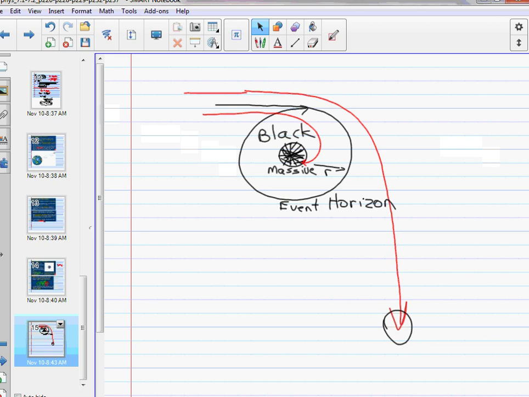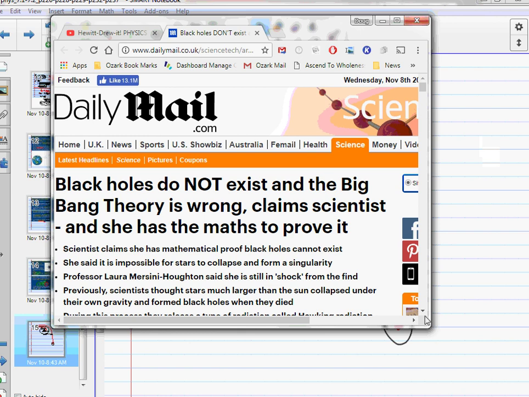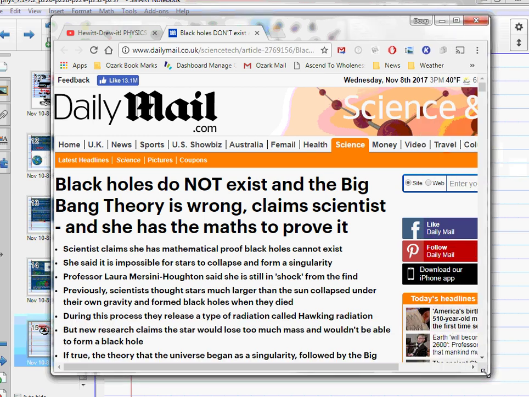Now, any theory is a theory, cannot be proved. And I found this very interesting that I ran across a couple of years ago. It probably had the date on it. Oh, no, this is today's date. So anyhow, black holes do not exist. Big Bang Theory is wrong, claim scientists, and they have the math to prove it. In other words, the formulas, everything in physics and science is based upon formulas. We've discovered that.